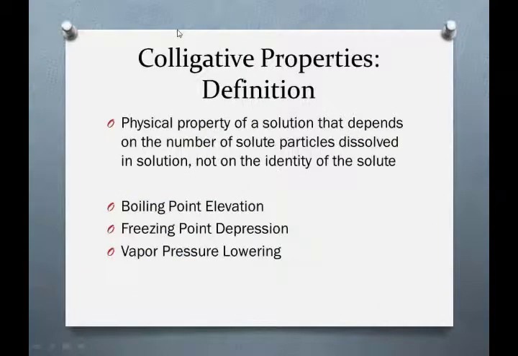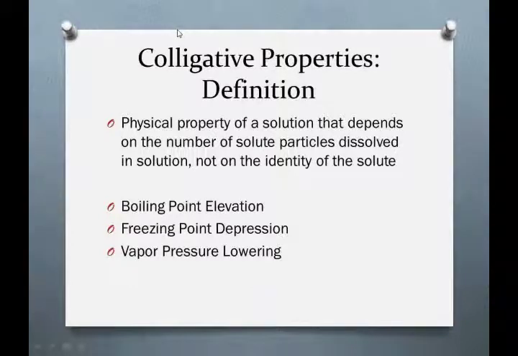A colligative property is a physical property of a solution that depends on the number of solute particles dissolved in the solution, not on the identity of the solute. And this, in a lot of ways, goes against everything you've learned in chemistry, because we've been all about, hey, it's very important that this thing has this particular formula because we know that the formula and the arrangement of the atoms leads to the identity, which leads to different properties.